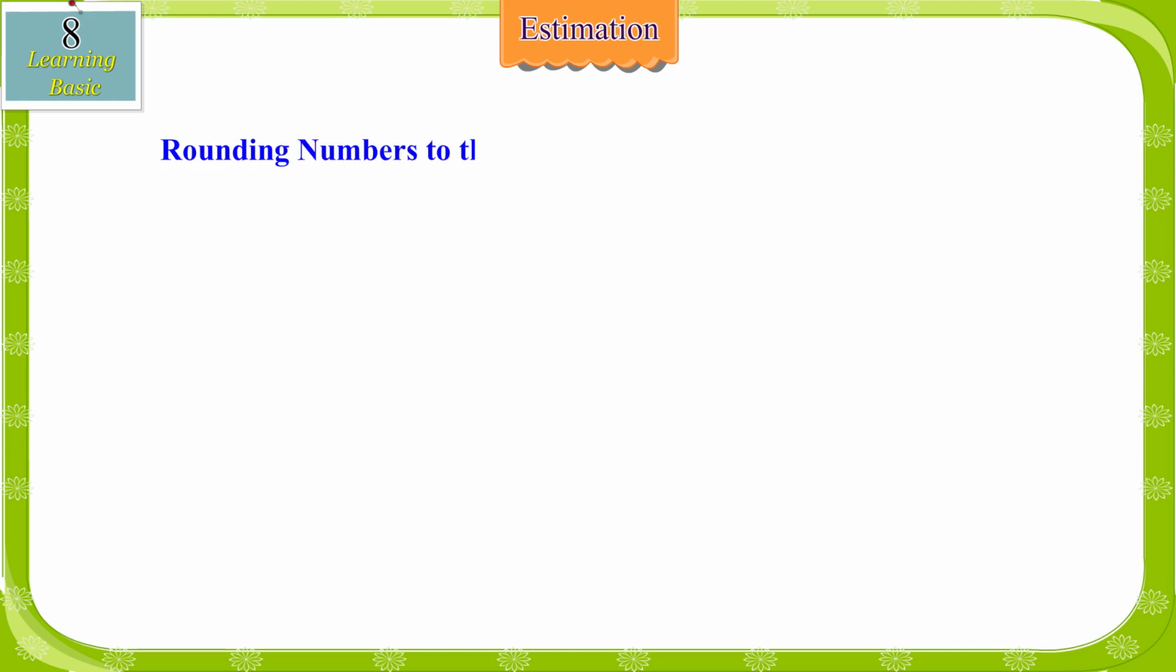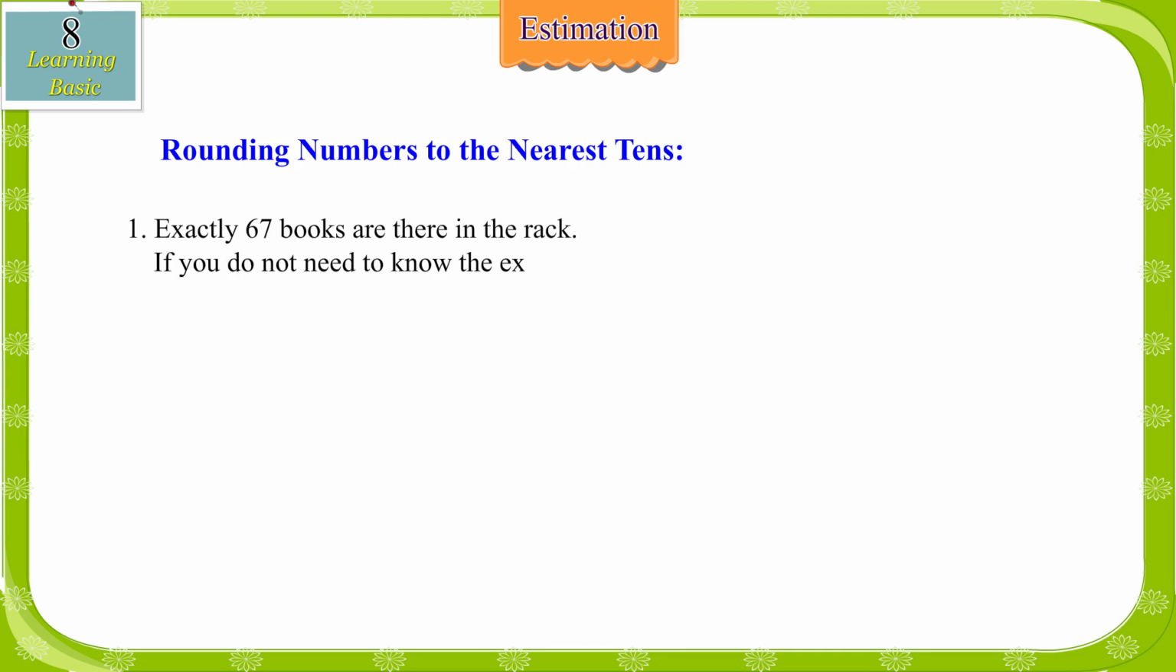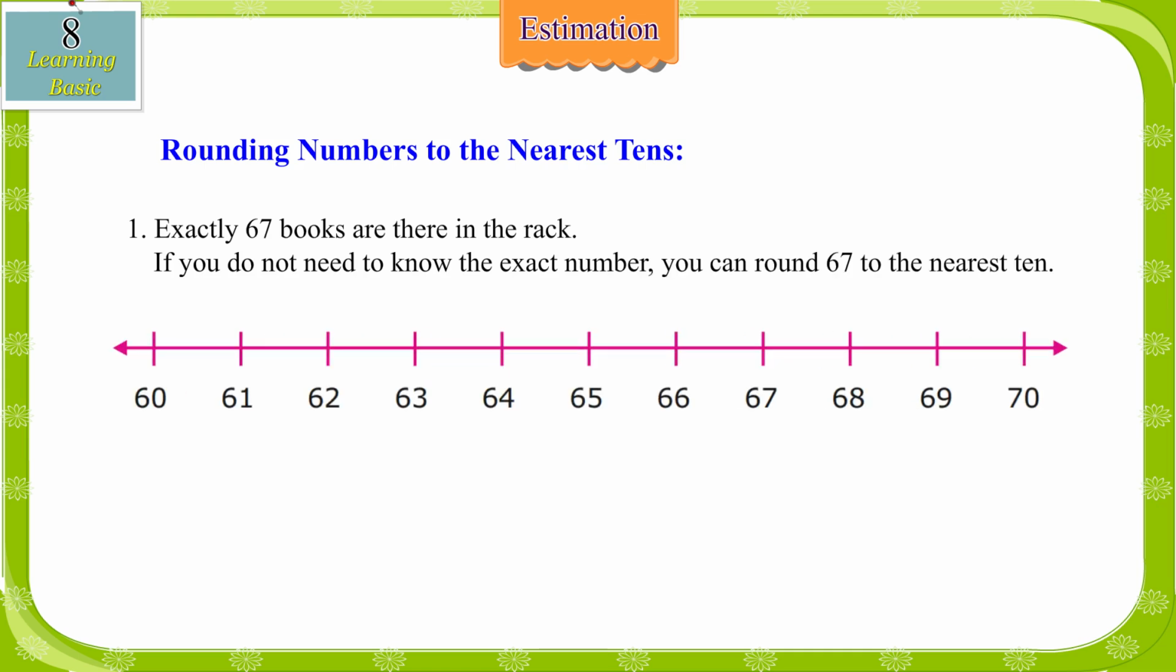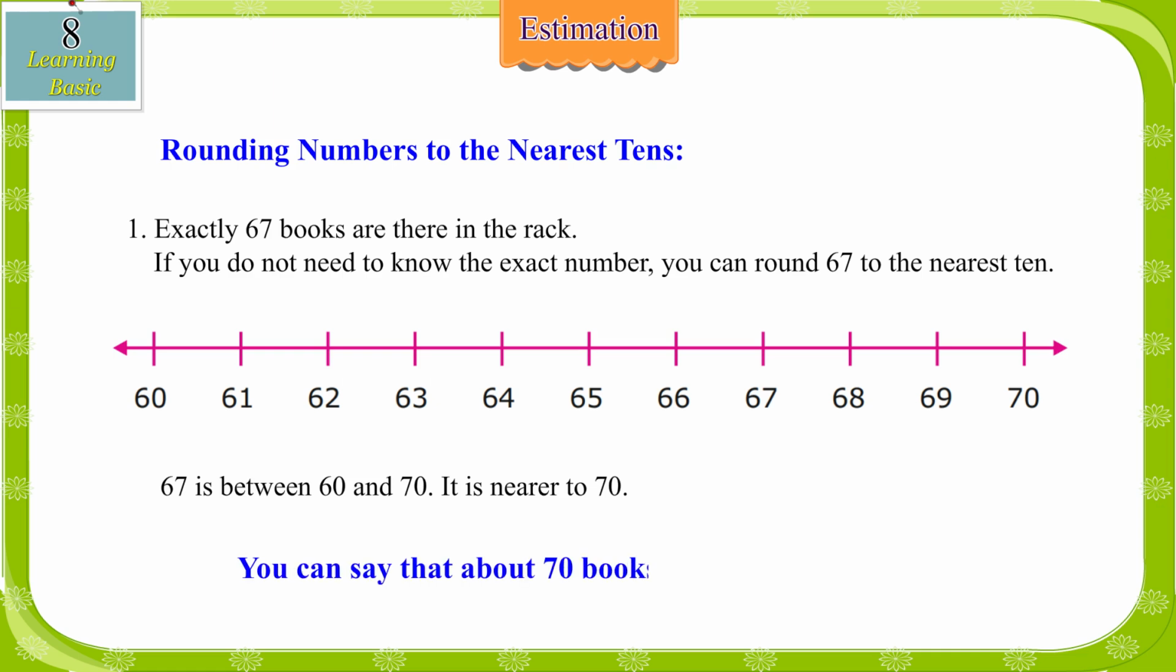Rounding numbers to the nearest 10. Exactly 67 books are there in the rack. If you do not need to know the exact number, you can round 67 to the nearest 10. 67 is between 60 and 70. It is nearer to 70. You can say that about 70 books are there in the rack.